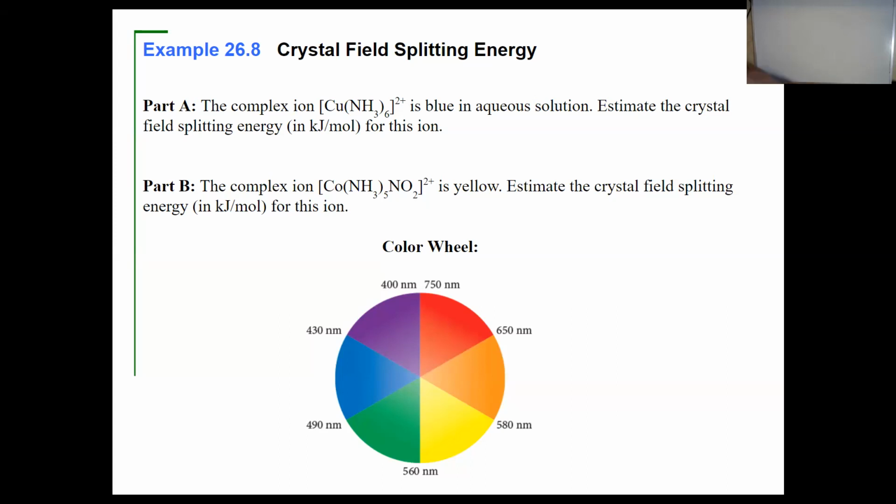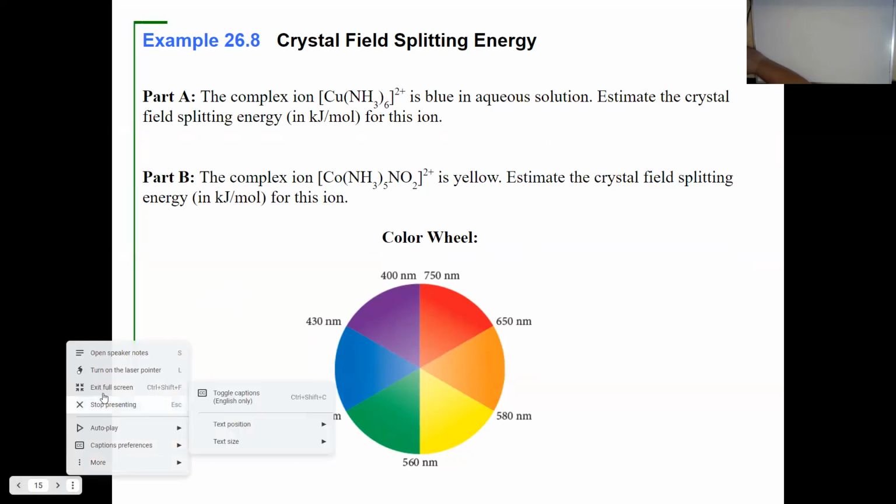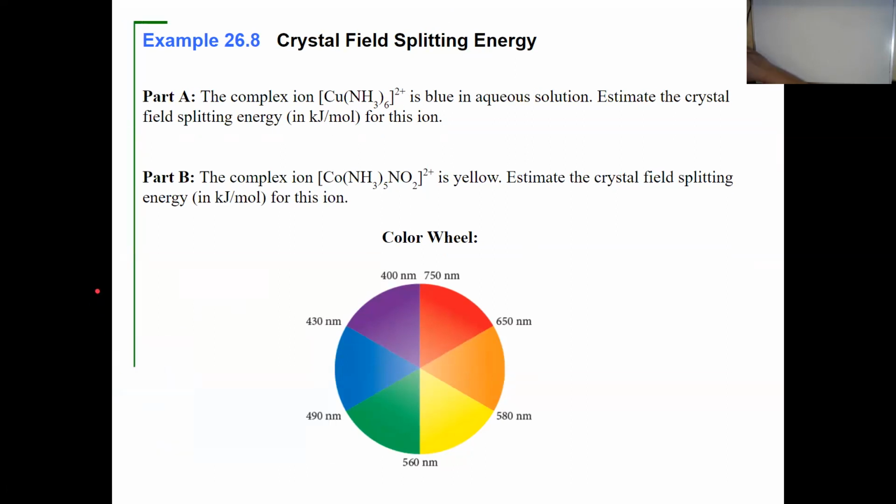So the first question says that the complex ion Cu(NH3)6 is blue in aqueous solution. We're going to estimate the crystal field splitting energy in kilojoules per mole for this ion. Okay, so let's write that down, kilojoules per mole.